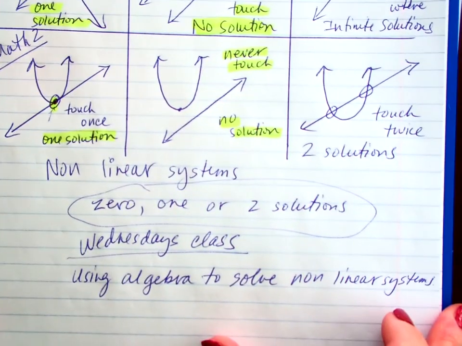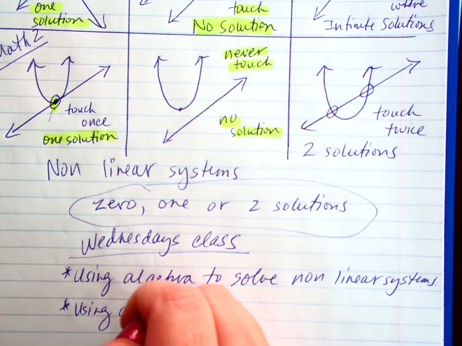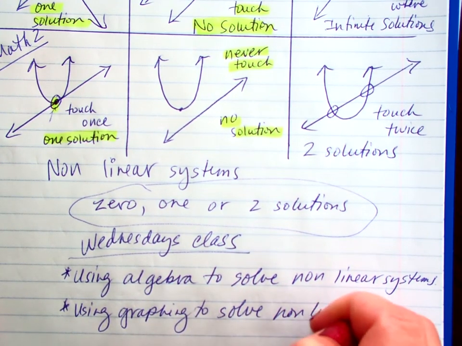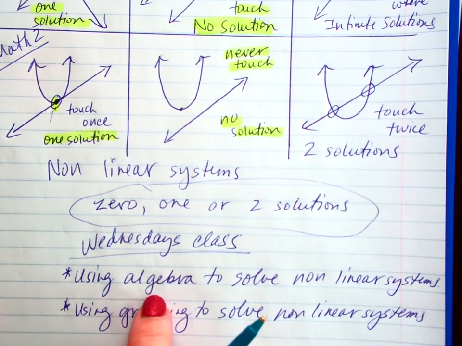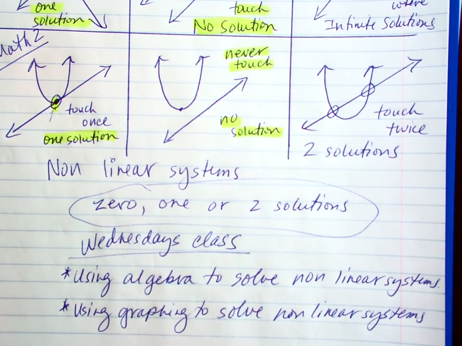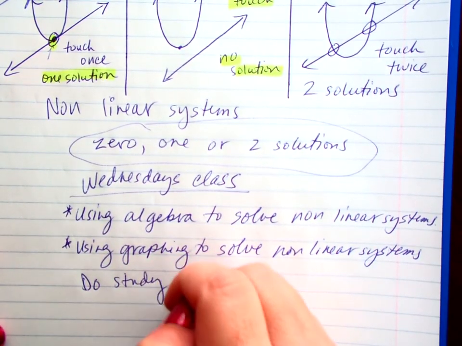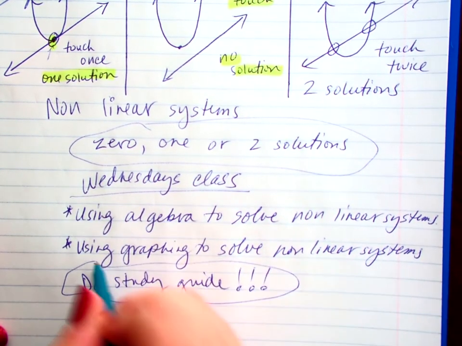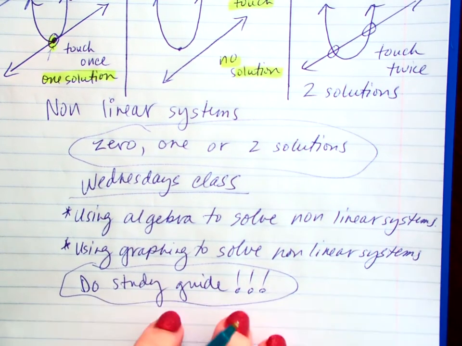And factoring is going to come into this as well. Besides that, we're also going to use graphing to solve nonlinear systems. So our notes on Wednesday are going to focus on practicing using the algebra to solve and practicing using the graphing to solve. Before Wednesday's class, I really need you to do the study guide, so it's not your first time seeing these methods when you do them with me on Wednesday. We are going to be taking the Apex quiz 5.6.3 in Wednesday's class.